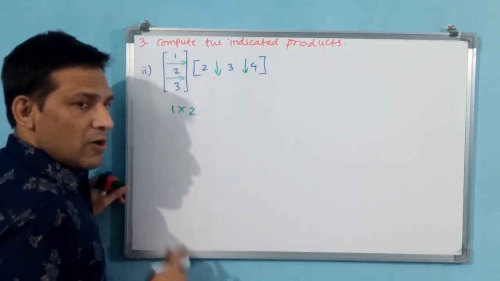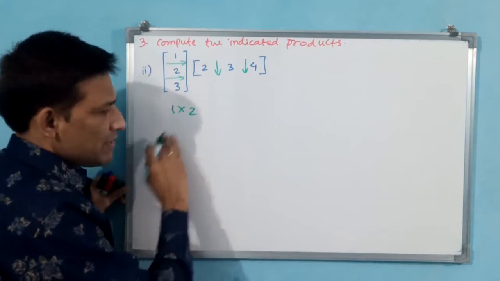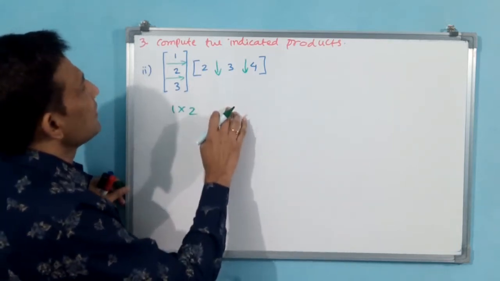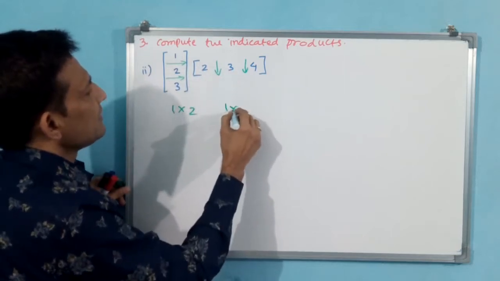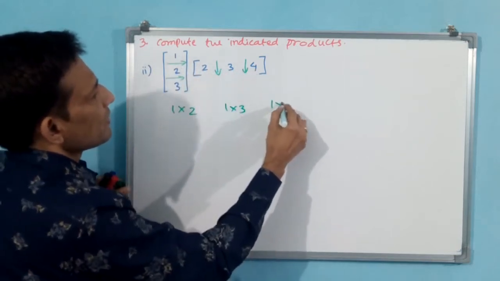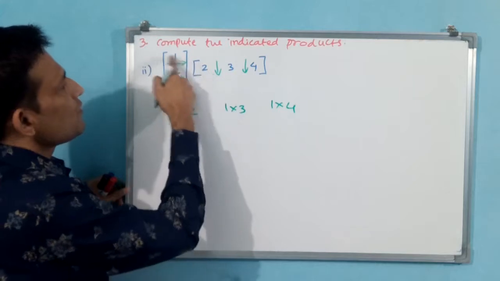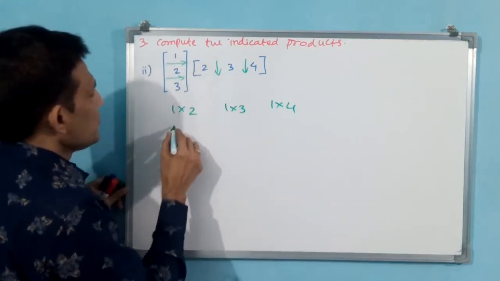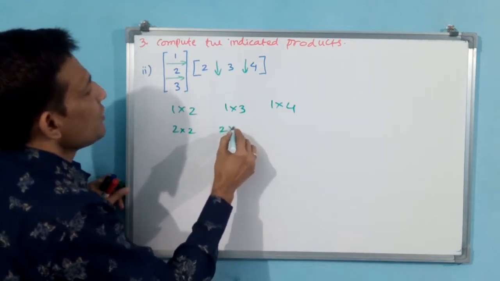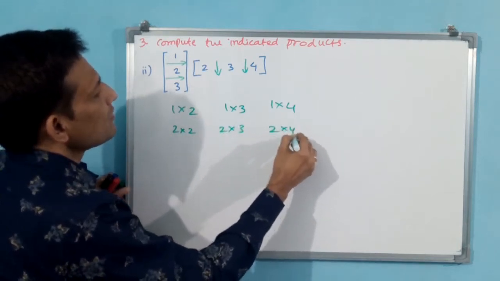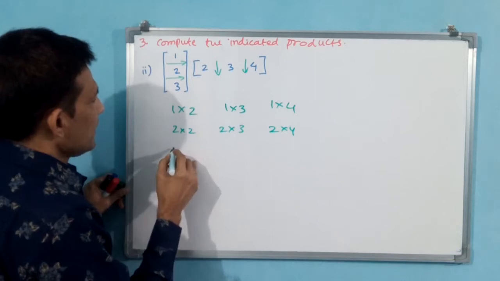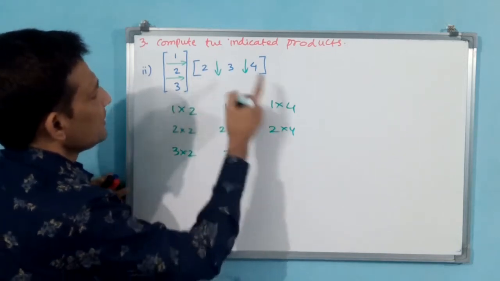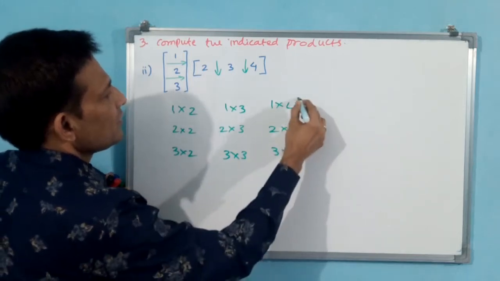That means how much will come? 3 by 3 will come. A, B, C, D, E, F, G, H, I, like that you have to think. Here will come 1 into 2, 1 into 3, 1 into 4. Separate, separate, separate you have to write. Then 2 into 2, 2 into 3, 2 into 4. This also you have to write separately. Then 3 into 2, 3 into 3, 3 into 4.